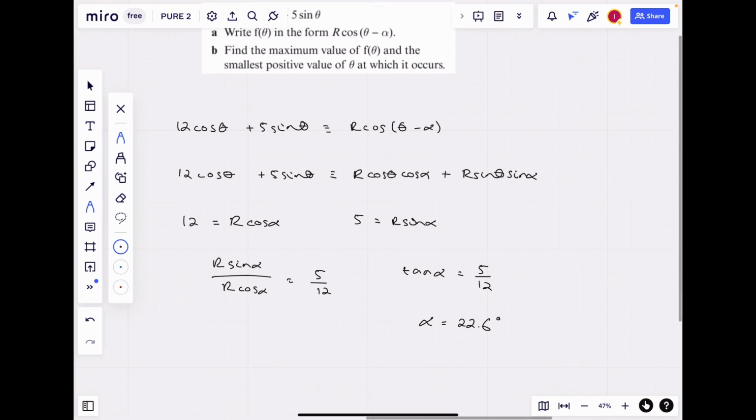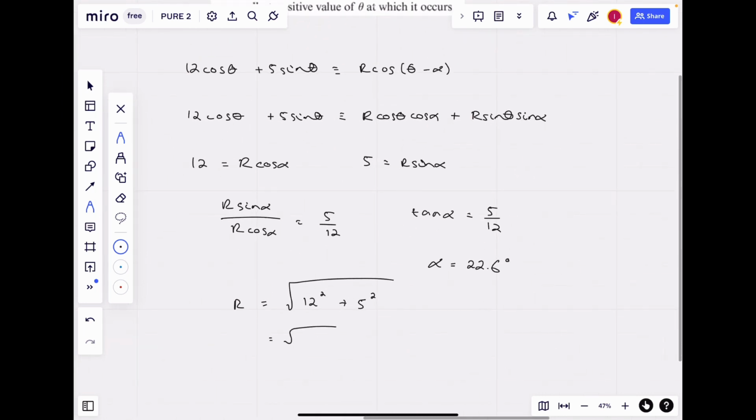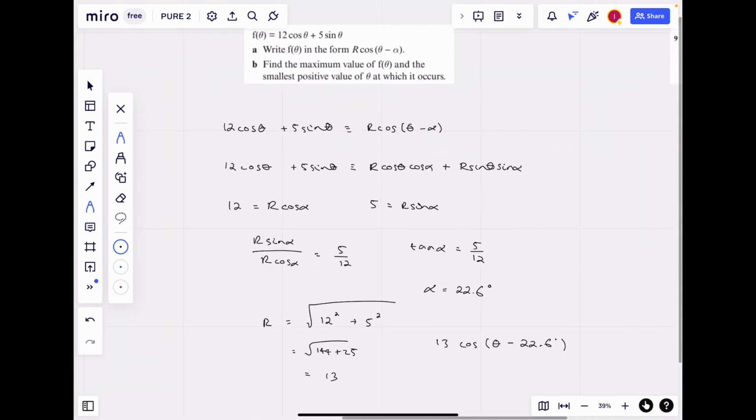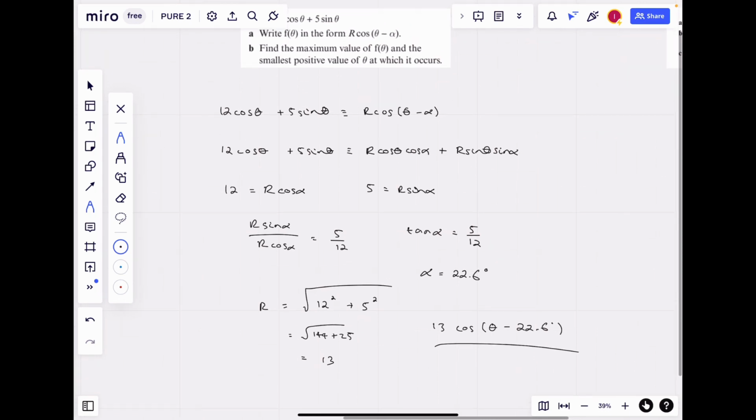Now we need to work out r by doing the square root of 12 squared plus 5 squared, which is root 144 plus 25, which gives us 13. So your final form is 13 cos theta minus 22.6 degrees. Perfect. Okay. Part B.